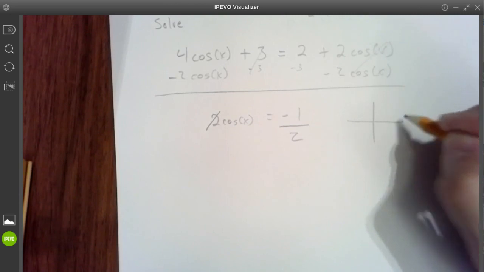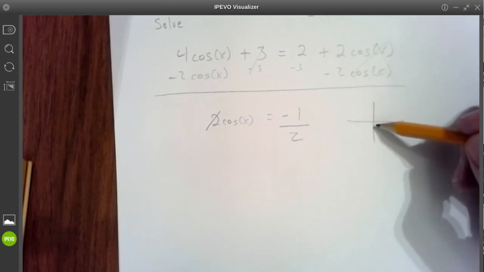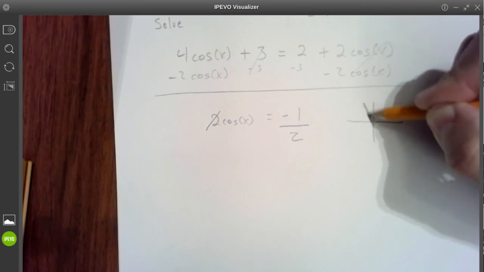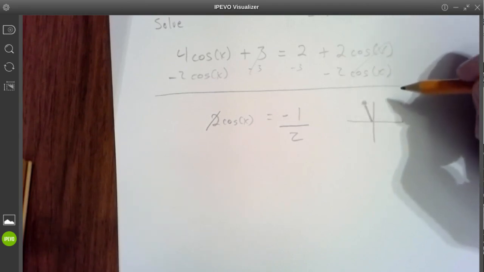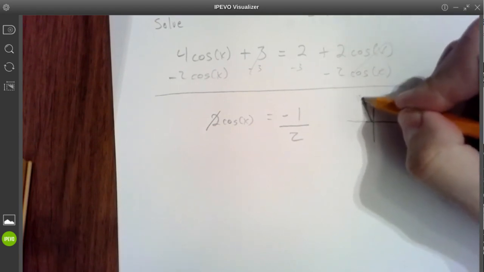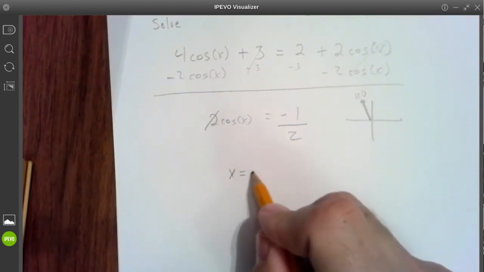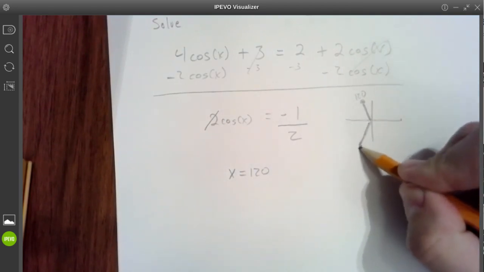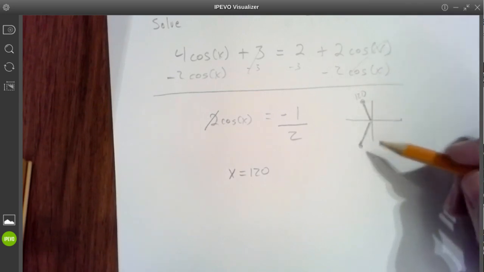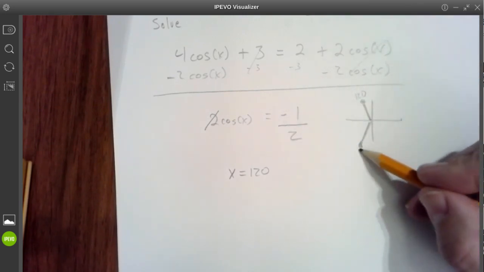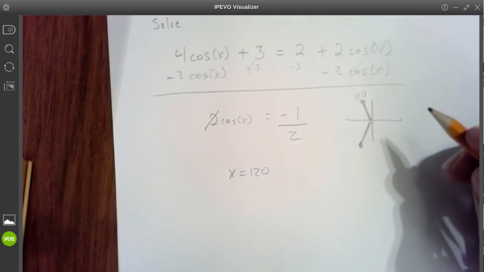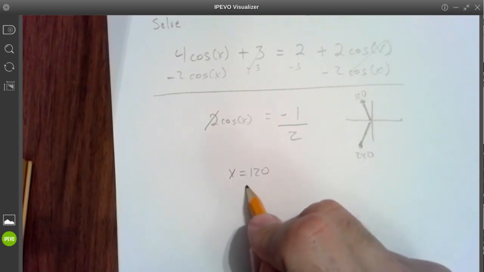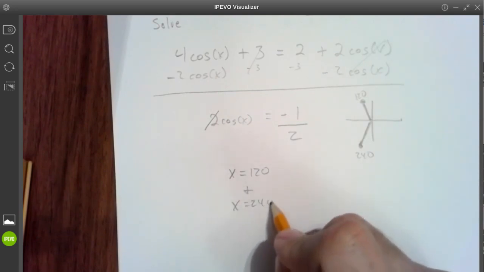All right, there's two angles where cosine is negative 1/2. The first one happens at whatever this angle is. I believe that is 120. So one of your answers is 120. And then your other answer is down here in the third quadrant. That's the other place where cosine is negative. And that angle is 240. Yeah, 240. All right, so x equals 120 and x equals 240.